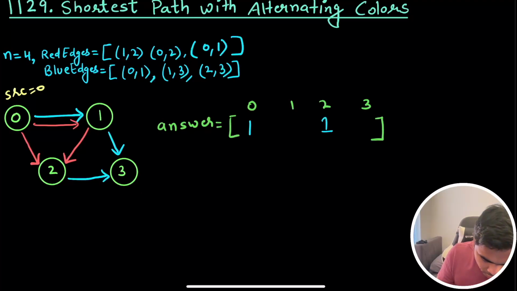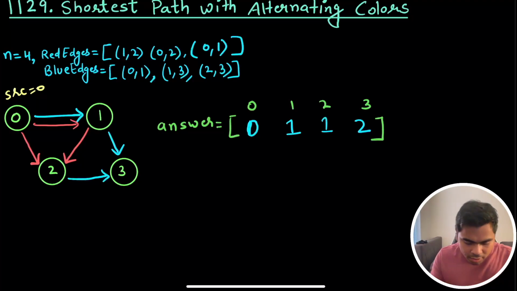How about 3? From 3, let's say if we chose red, then we could choose this blue. After choosing blue, to reach 3 the distance would be 2. Also, I forgot to mention that this distance was 0. 0's distance to itself is 0, and then 1's distance was 1. Now we have calculated this.